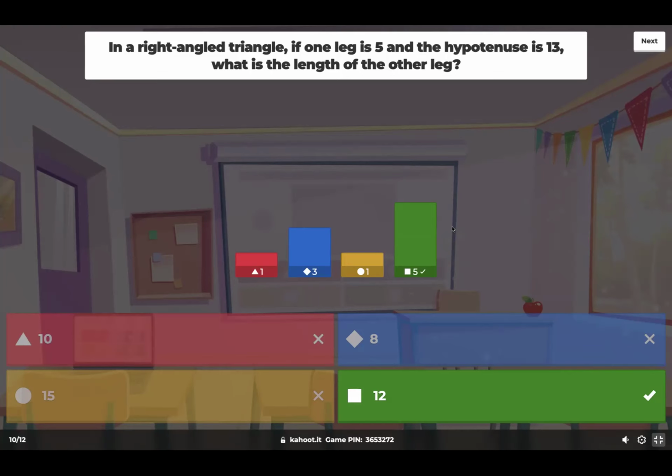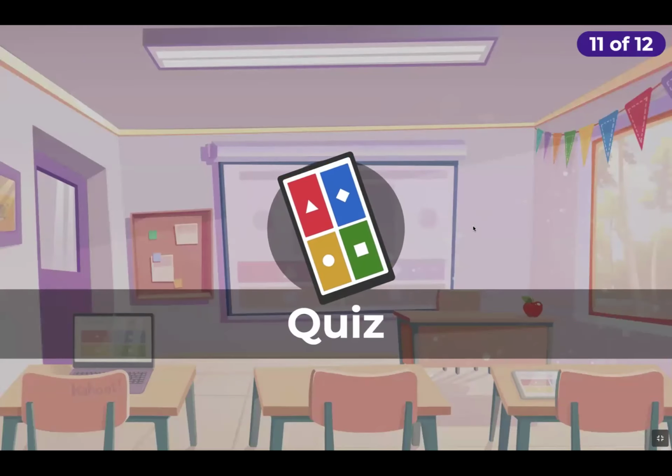So the other leg squared. 13 squared minus 5 squared is 144. The square root of 144 is 12. So that just means our other leg is going to be 12. We're almost done.